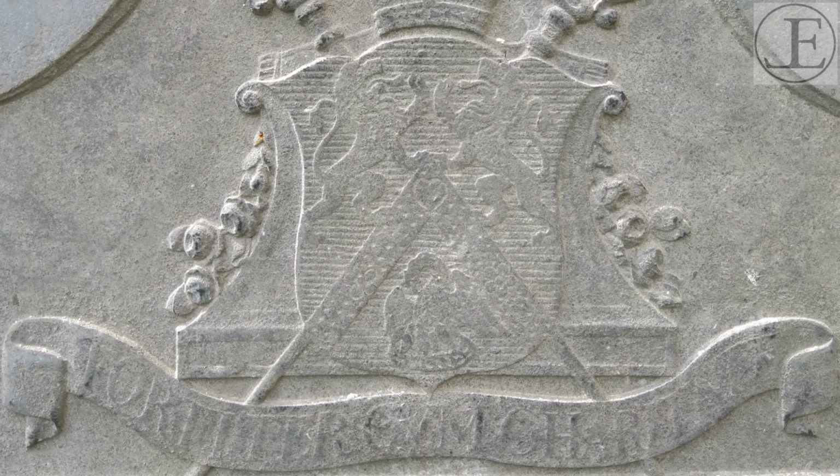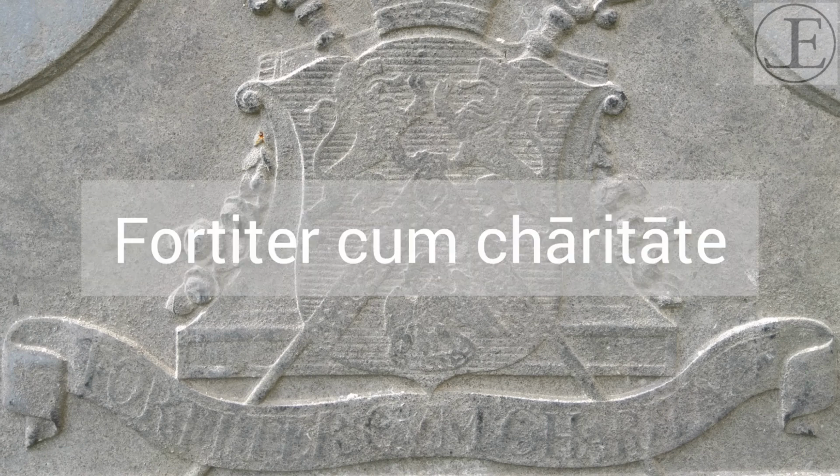And at the top we have, below the weapon of the abbot, a banner with slightly damaged letters, but we can read it as follows: Fortiter cum caritate. That is bravely with love. Caritas is Christian love for your brothers and sisters, other human beings.